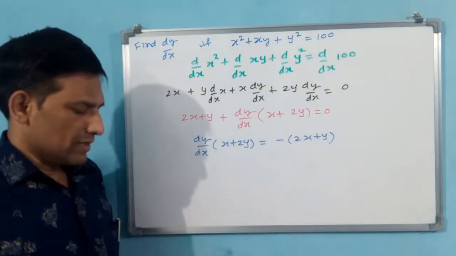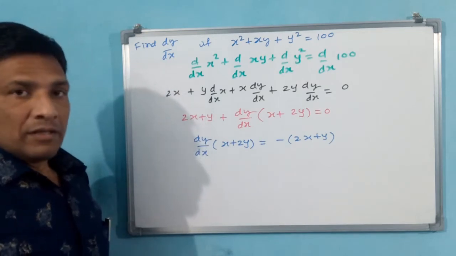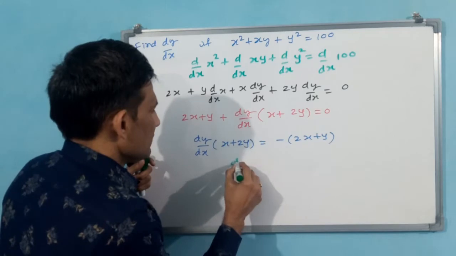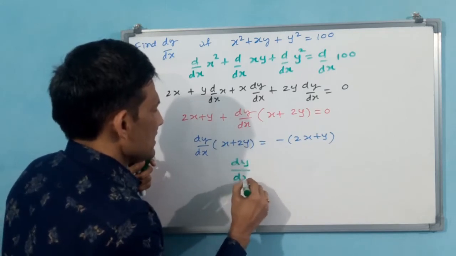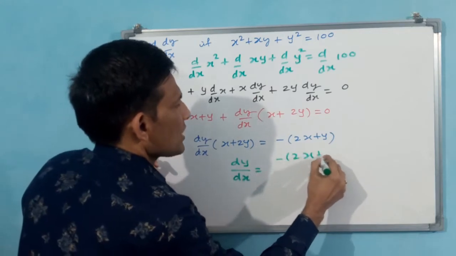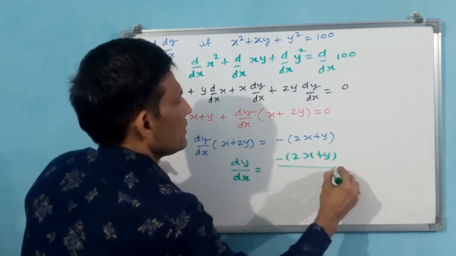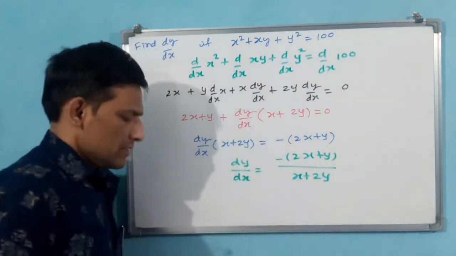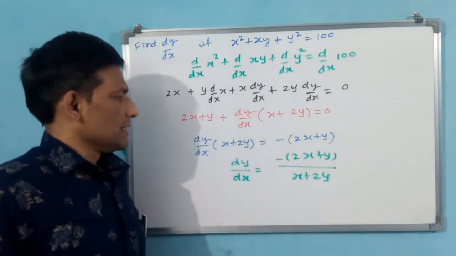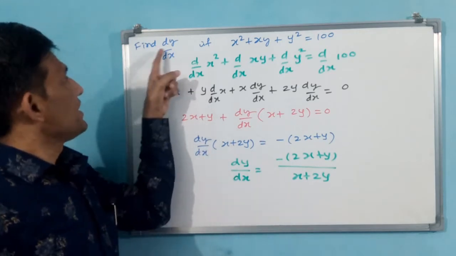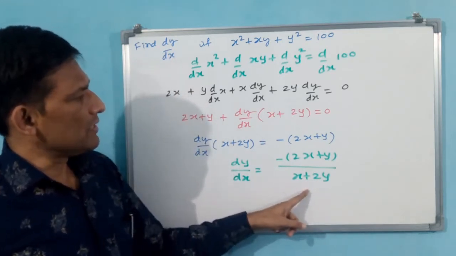Minus of 2x plus y. Okay. Now dy by dx, you want to finally write down. Dy by dx is equal to minus of 2x plus y divided by x plus 2y. Is it okay? Definitely okay. This is the final answer. Find dy by dx. Dy by dx is this one.